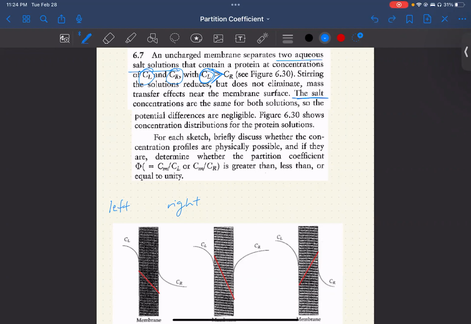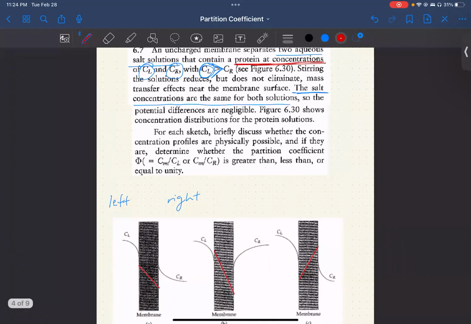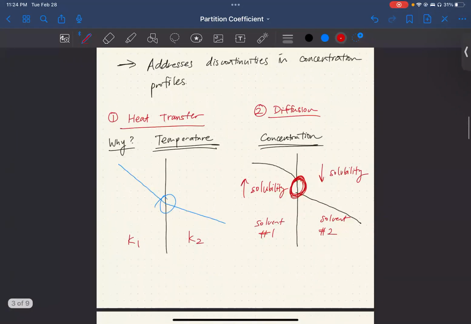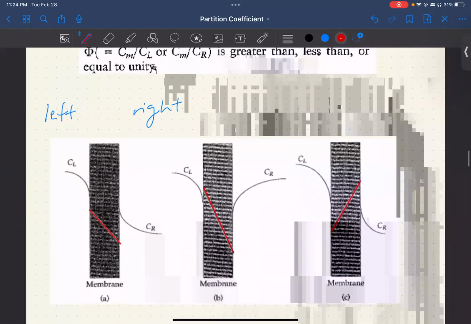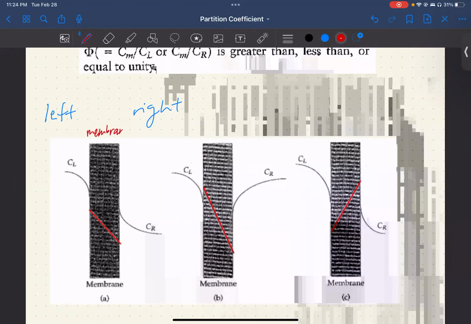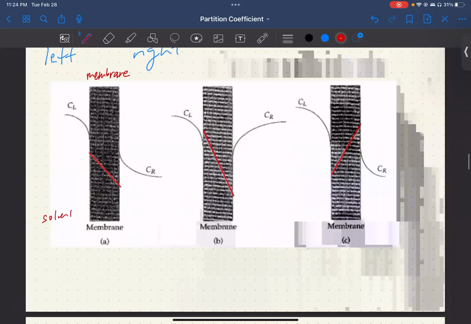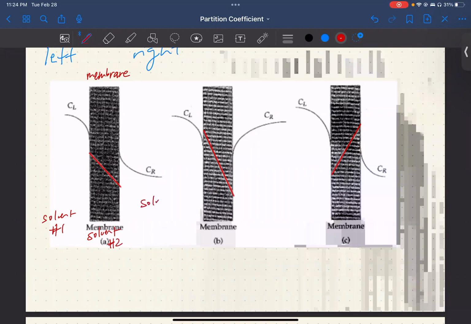So we're actually talking about the protein concentration, right? It's the key, but it's saying the salt concentration is the same. So it means essentially the same solvent on the left and right-hand side. So what is the actual different solvent? We were talking earlier about two different solvents. Well, simply, it's the membrane. The membrane is that second solvent. So we have solvent 1, solvent 2, and back to solvent 1.